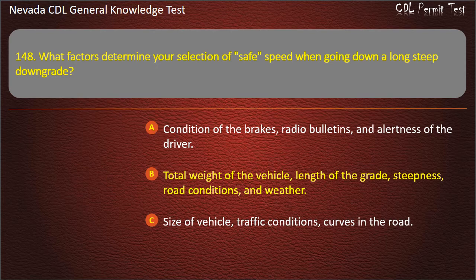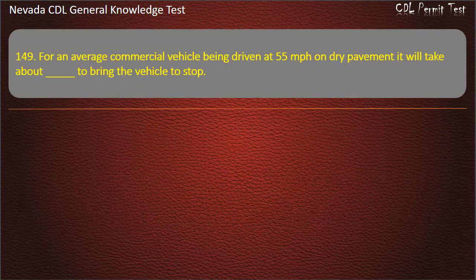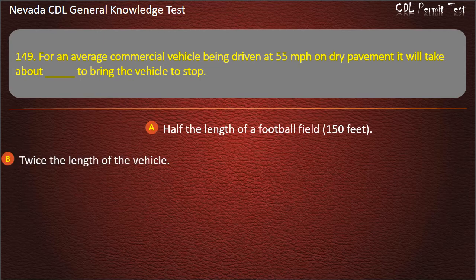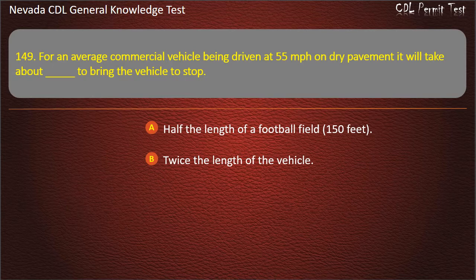Question 149. For an average commercial vehicle being driven at 55 miles per hour on dry pavement, it will take about what distance to bring the vehicle to stop? Half the length of a football field, 150 feet. Twice the length of the vehicle. The length of a football field, 300 feet. Answer. The length of a football field, 300 feet.